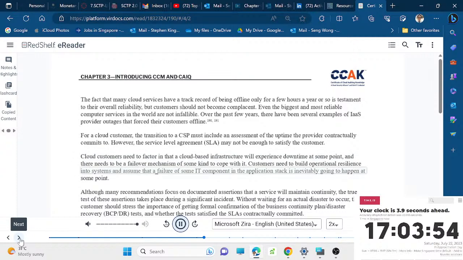Customers need to build operational resilience into systems and assume that a failure of some IT component in the application stack is inevitably going to happen at some point. Although many recommendations focus on documented assertions that a service will maintain continuity, the true test of these assertions takes place during a significant incident. Without waiting for an actual disaster to occur, the customer should stress the importance of getting formal confirmation of the business continuity plan/disaster recovery, BCP/DR, tests, and whether the tests satisfied the SLAs contractually committed.